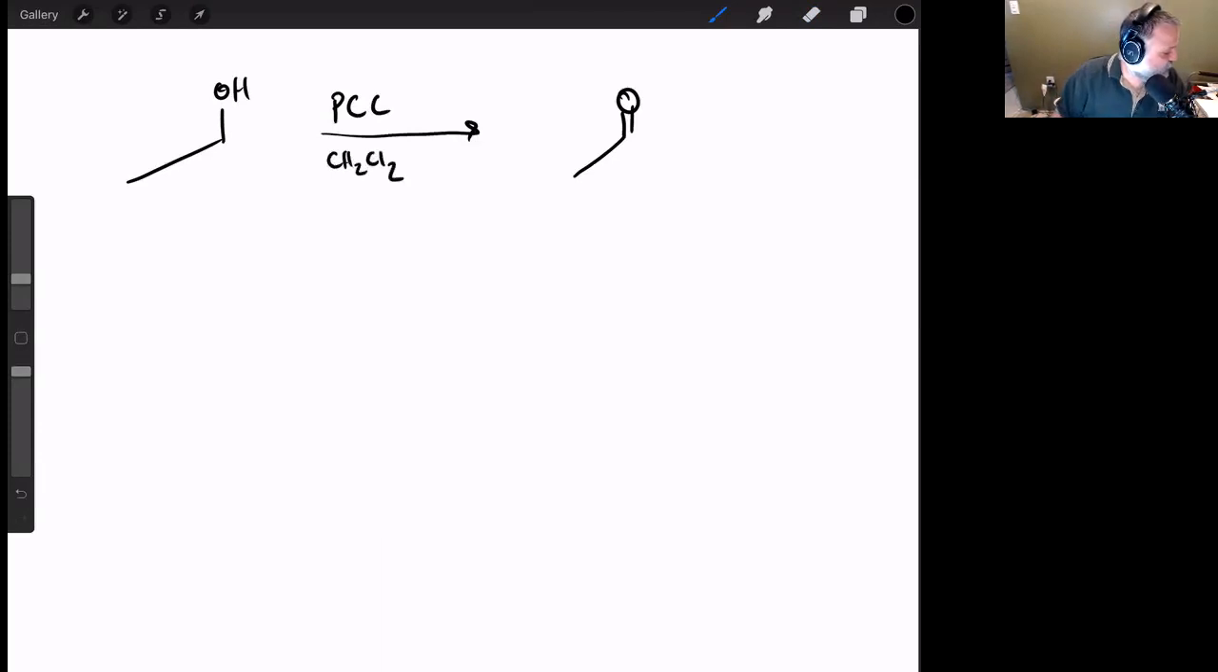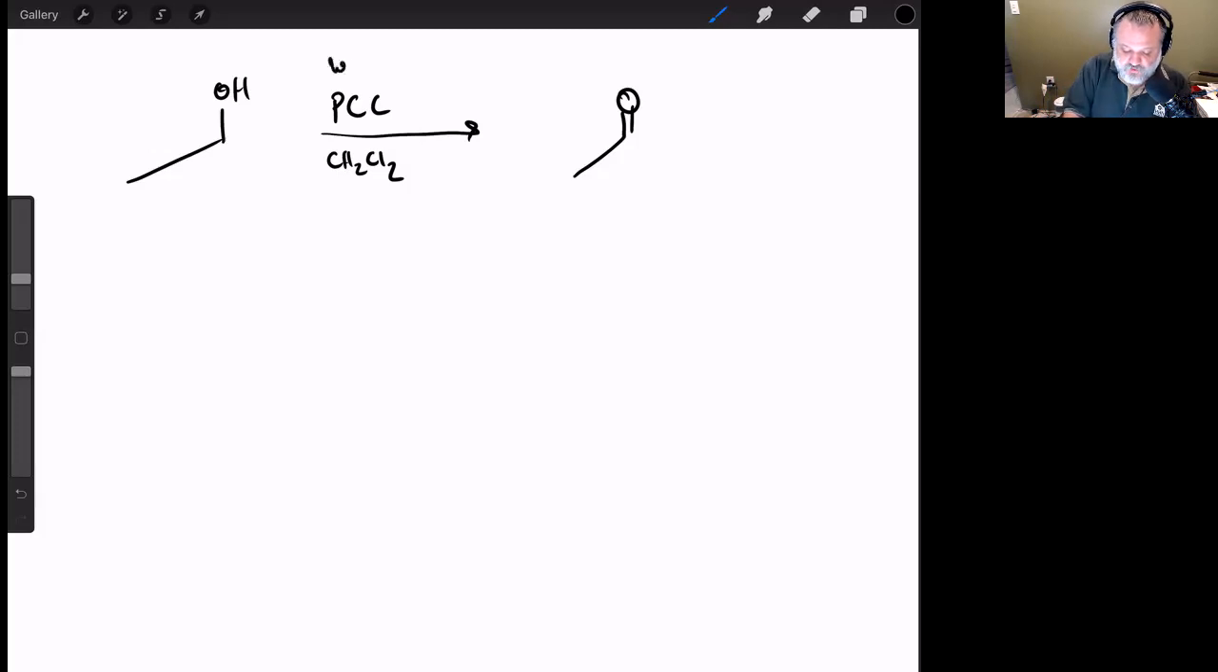Well, what about this situation? What about the situation where I have a primary alcohol, but I actually want to form an aldehyde? There is a reagent that is an oxidizing agent, but isn't quite as strong as sodium dichromate, and it's PCC. CH2Cl2 is the solvent. So the reaction involves the reagent PCC with the solvent CH2Cl2.